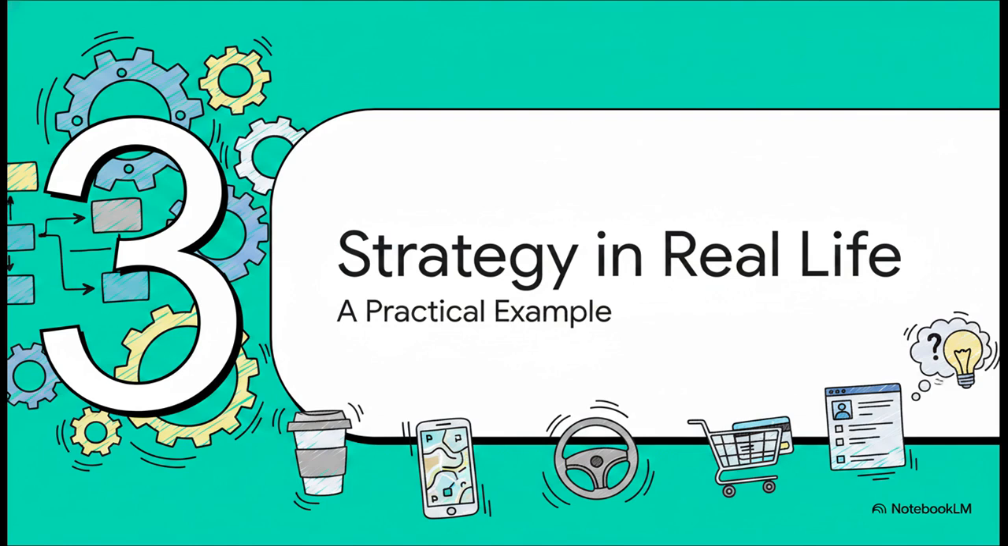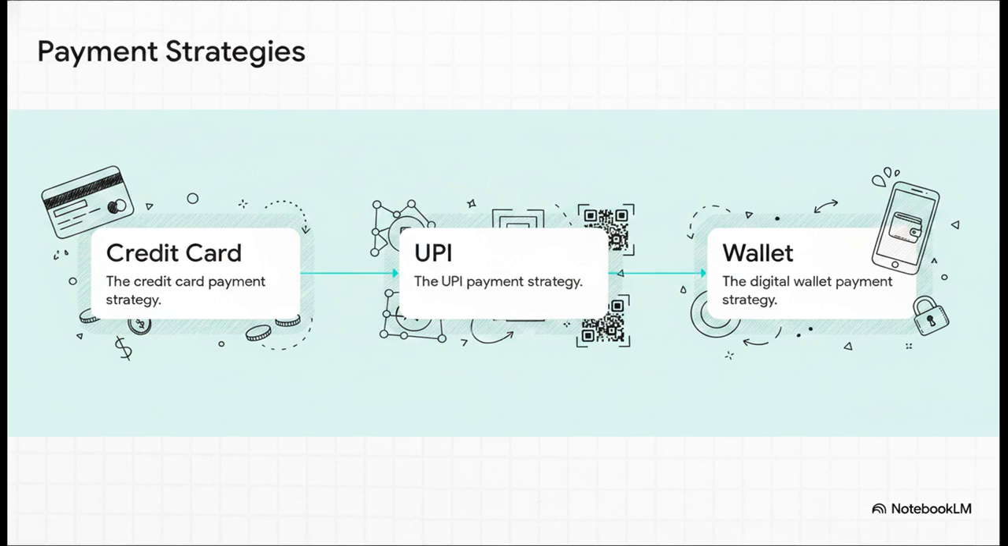Theory is great and all, but let's make this feel real. The absolute best way to understand the strategy pattern is to see it in an example you probably use every single day. Just think about any modern payment system. When you're checking out online, you get a bunch of options, right? You can pay with your credit card, you can use UPI, or maybe use a digital wallet. Well, each of these is a different strategy for paying.